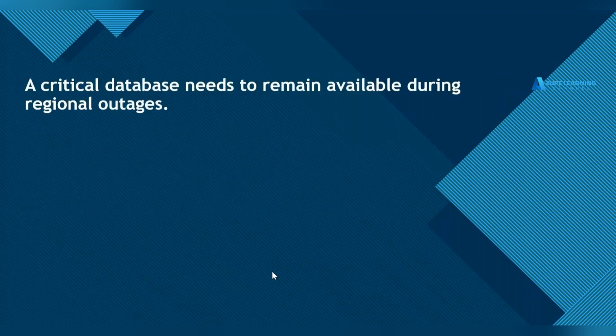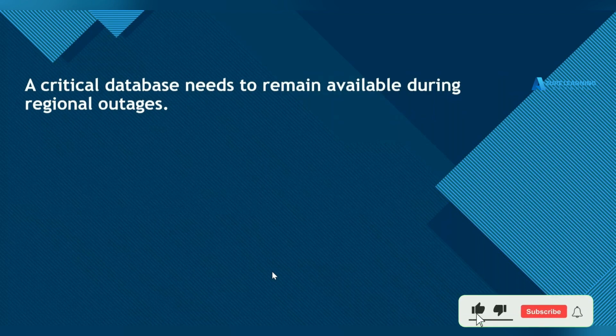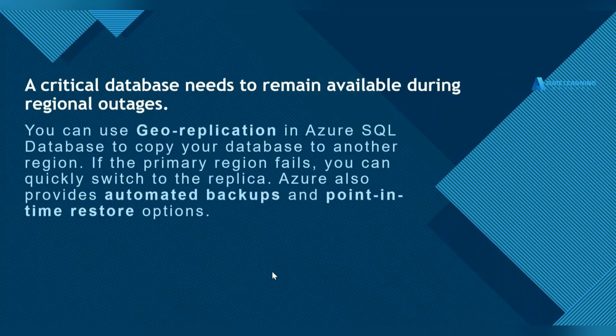See, in this use case, a critical database needs to remain available during regional outages. Here we can apply geo-replication in Azure SQL. For example, what will happen if the primary region fails due to a cyber attack or something else happening to that primary region? It can provide service from the replica. The database would literally be copied to another region if we enable geo-replication.